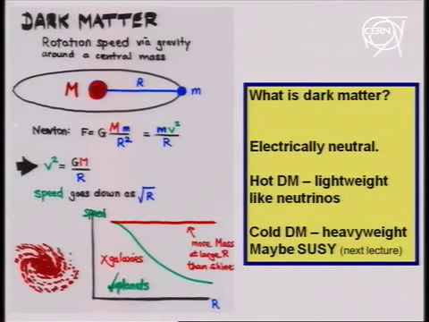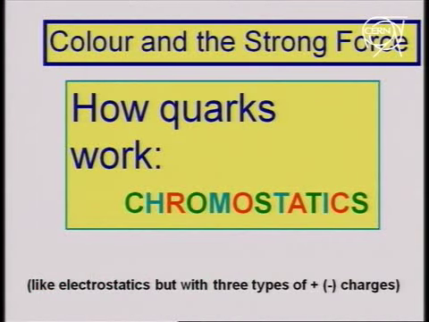It turns out when you do the detailed sums, that doesn't seem to work. The other extreme is cold dark matter, very massive electrically neutral objects, and that is what Susie might provide us with, and we'll talk about that in the next lecture. So that's all I'm going to say about gravity. I now want to talk about the strong and then the electromagnetic and weak forces.